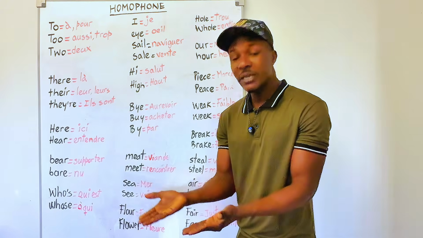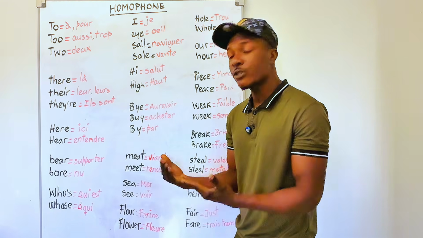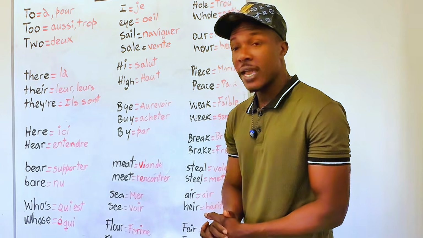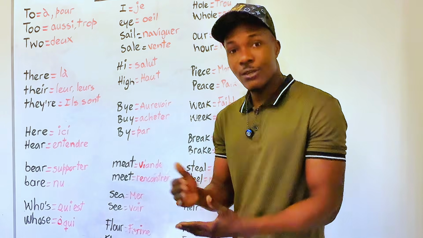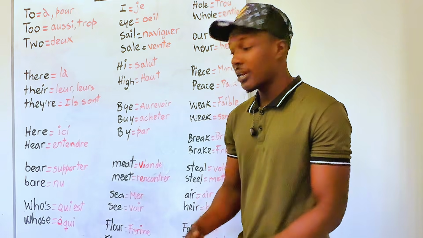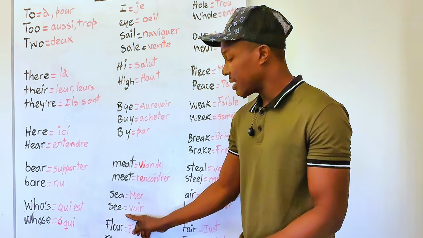So we have meet. Nice to meet you. Enchanté de vous rencontrer. Nice to meet you. See, mère. See, all right? Nice to see you. I want to see you. And here we say sea, la mer. Okay, sea c'est mer as a noun, see as a verb.